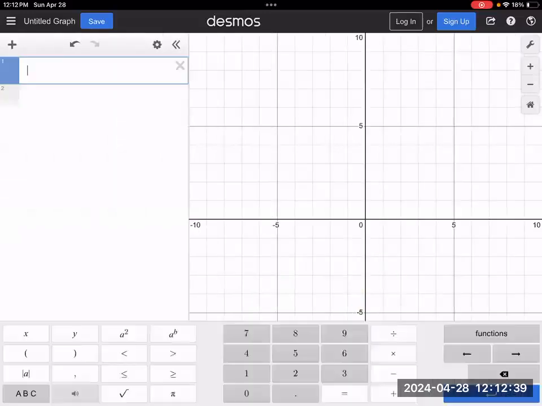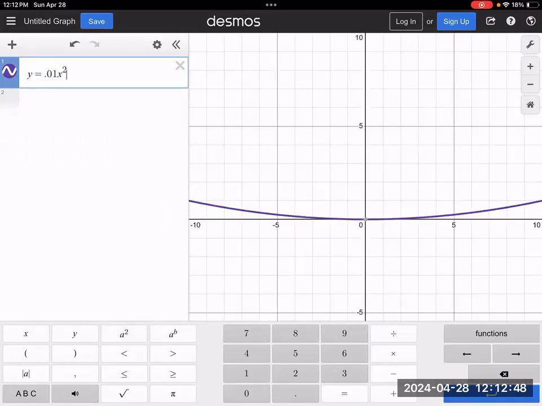All right, let's try it again. I think it's because your y values are going to be small. 0.01 x squared. There we go. That's why. Plus 12x.